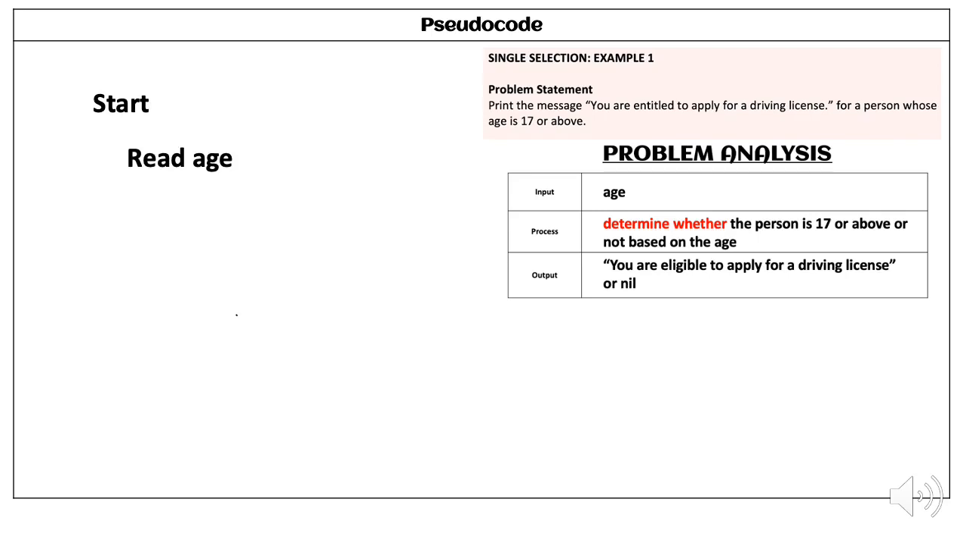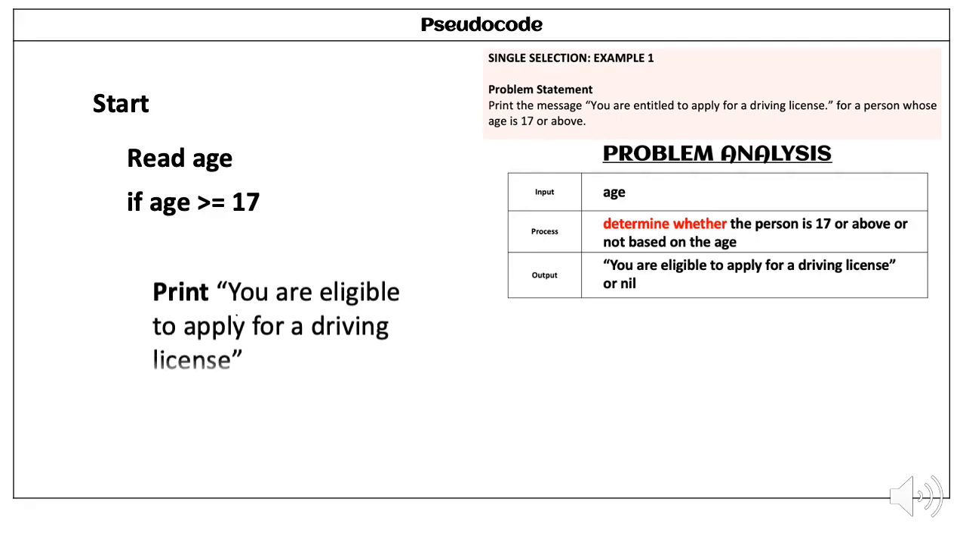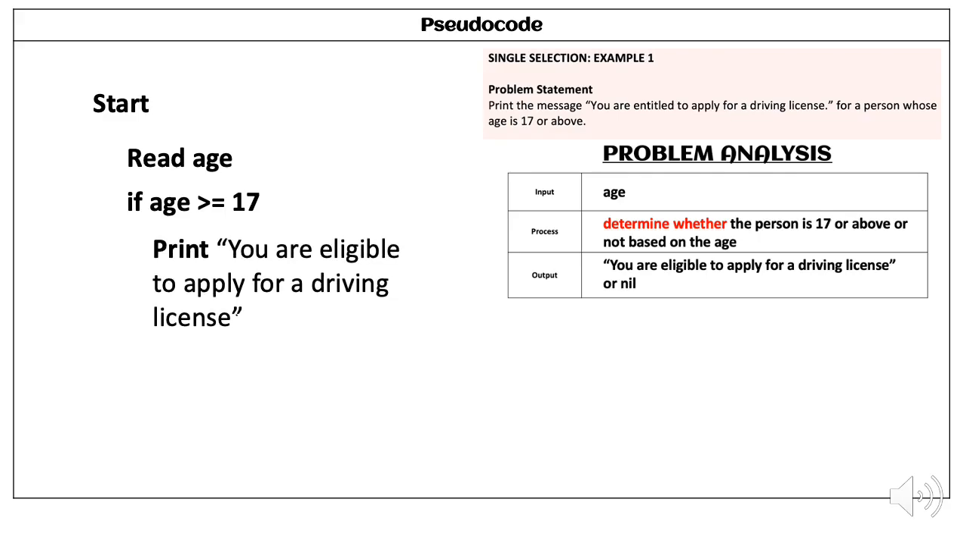What's the next step? The system will read the age. Next, we will check whether the age is more than or equal to 17 with the keyword if. If the condition is true, we print you are eligible to apply for a driving license.